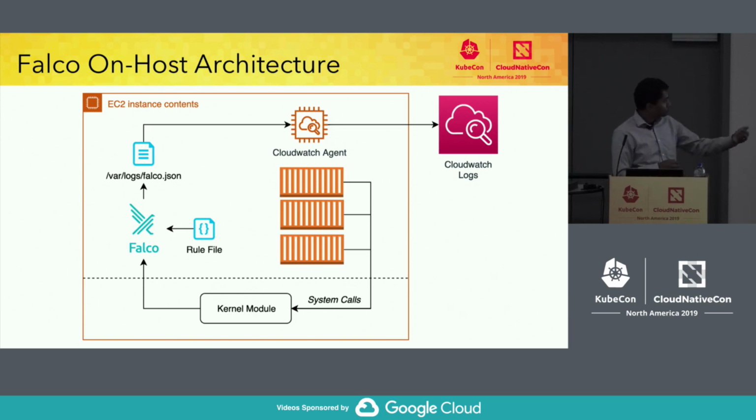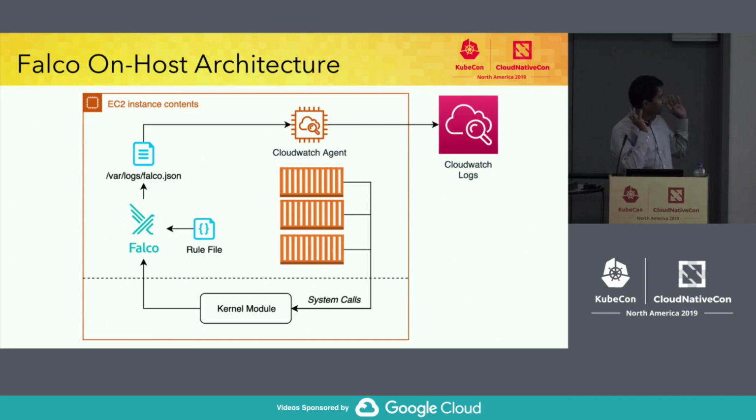And also, it reads a rule file, and I'll tell you what the rule file does. But in a simplified way, this rule file tells Falco what system calls to collect and what to drop. Based on that, Falco decides, okay, this system call needs to be collected. Then it writes into the var log falco.json file. As soon as the file is written, each of these instances runs a CloudWatch agent, whose job is to read this file and push the data to AWS CloudWatch logs.